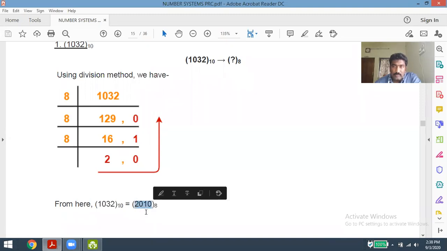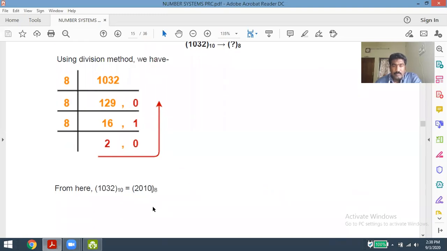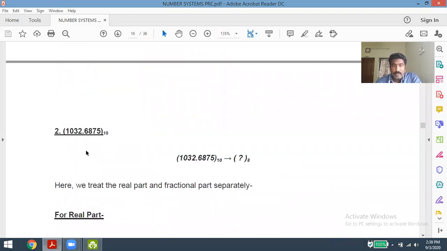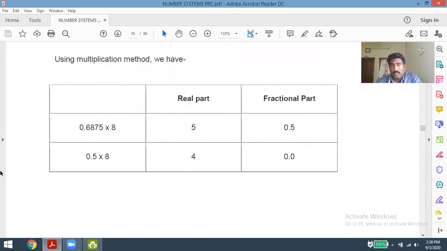It has the digits from 0 to 7 only. So don't write 8 or 9 here. Okay. And for the fractions, the same process. Go for the multiplication, and go for the real parts and fractional parts. When you get 0 in the fractional part, just leave it out.